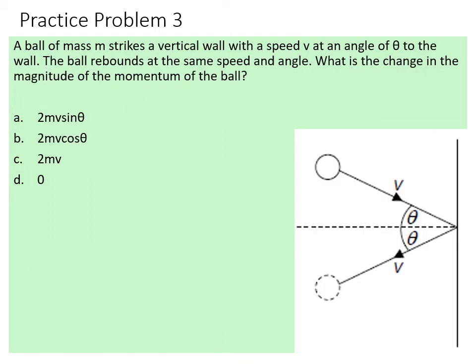All right, here we go, another ball striking a vertical wall problem. And this ball of mass m strikes a vertical wall with a speed v at an angle theta to the wall. So please copy this diagram right here. Here's the ball coming in with an initial speed v, and here's the ball leaving with a final speed v, and you have the angle with respect to this normal line, this line that is 90 degrees with respect to the vertical wall. Then they want to know, okay, the ball rebounds at the same speed and angle, so what is the change in the magnitude of the momentum of the ball?